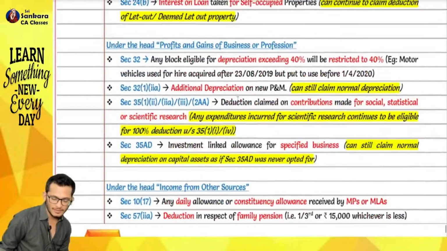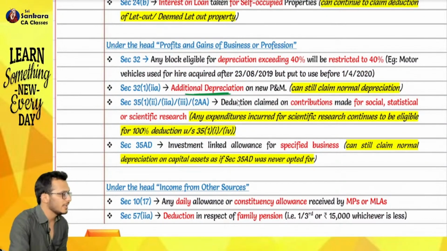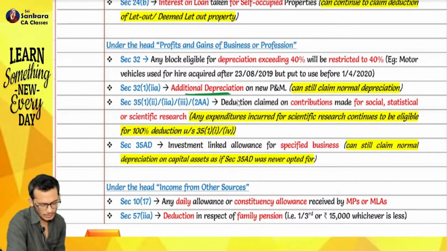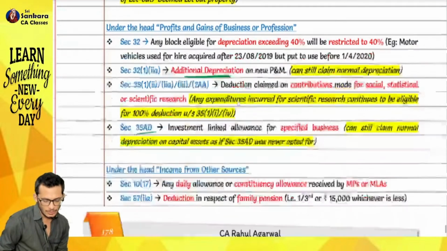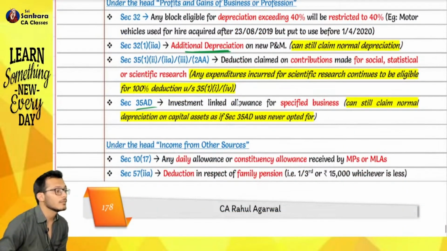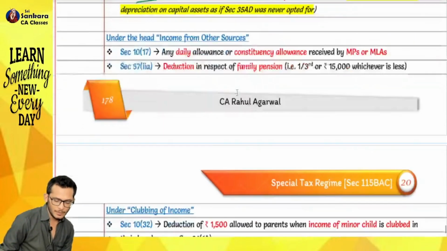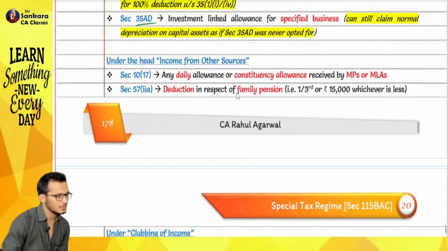Coming to PGBP, depreciation and all you can ignore. Additional depreciation is not allowed. When it comes to scientific research, donations are not allowed, but expenditures are allowed. Any kind of investment deductions are also not allowed. But depreciation can still be claimed. When we came to IFRS, any kind of daily allowance is not coming for the exam.